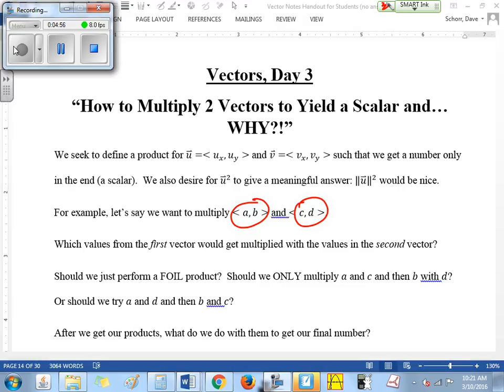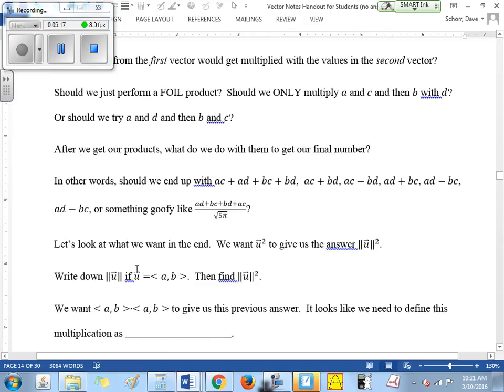Or maybe we should multiply A with D and then B with C. After we get these numbers, AD, BC, AC, and that sort of stuff, what do we do with those numbers to crunch them together and form a final single numerical answer? So these are just logical questions that the person would have if they were trying to invent the math.